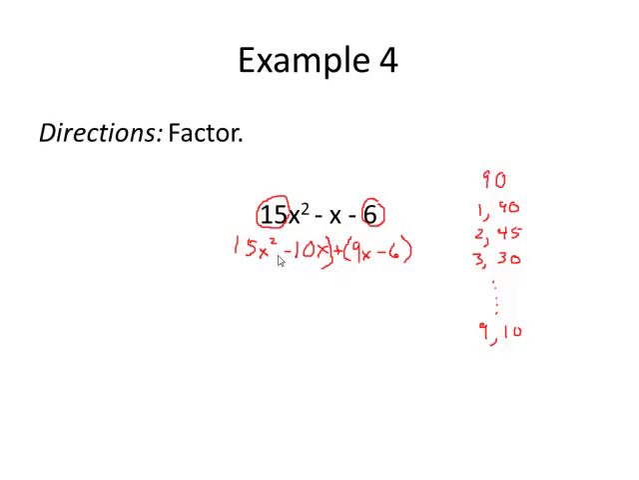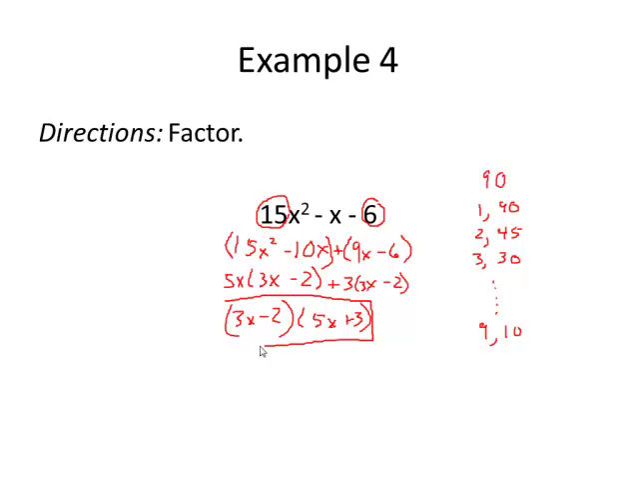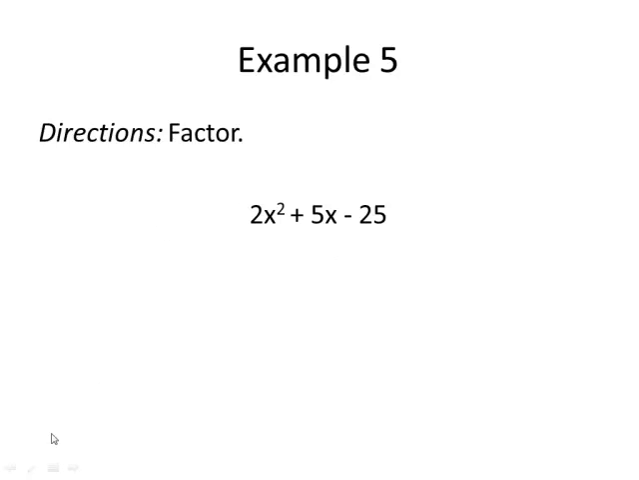Okay, and I'll group these together. I'll take a 5 and an x out of both, and then I'm left with 3x minus 2. And here, I'm going to take a 3 out, and I'm left with 3x minus 2. And so those are both the same. And then here, I'm going to take what's left, which is 5x plus 3. Okay, let's look at example 5.